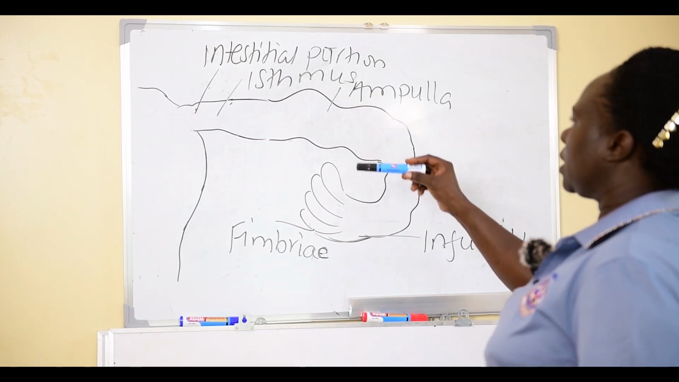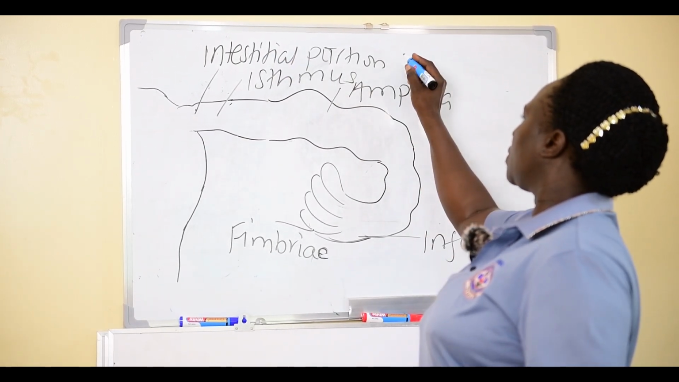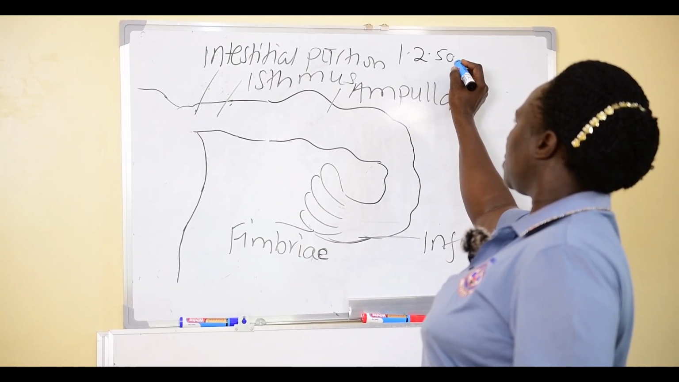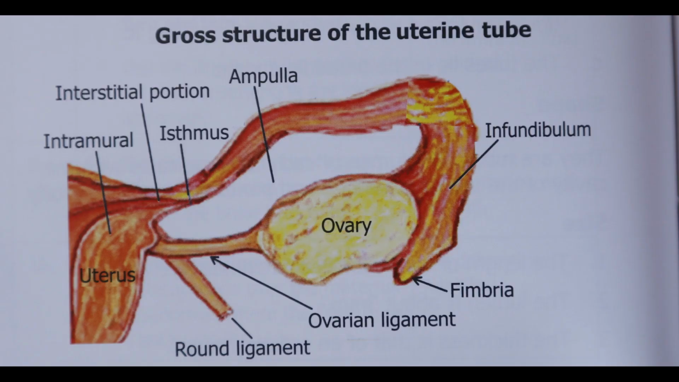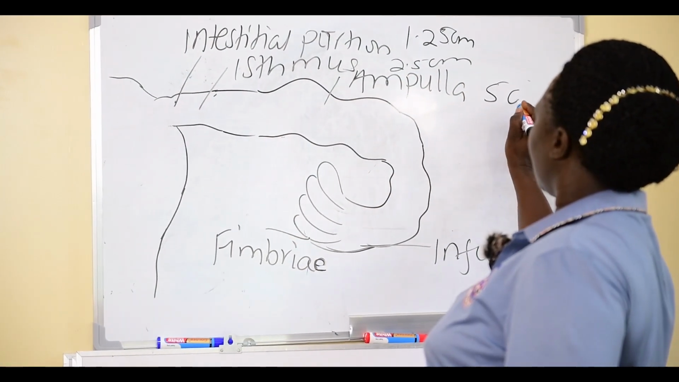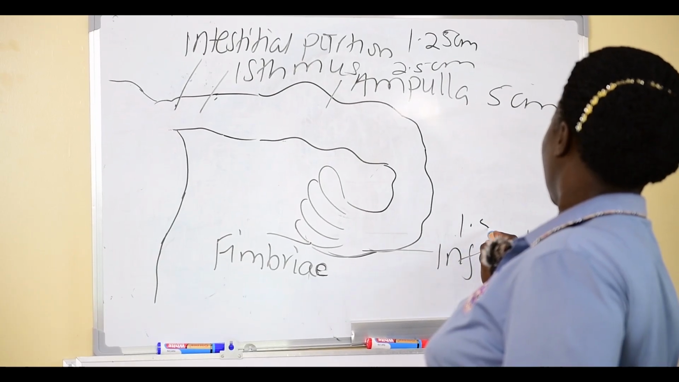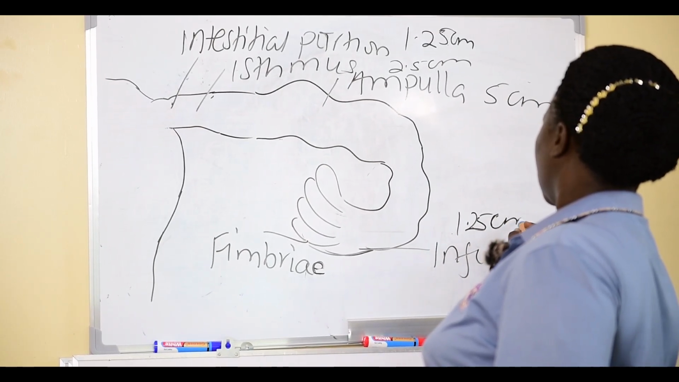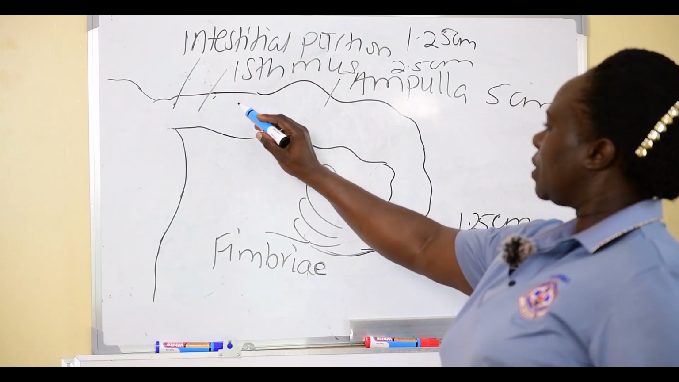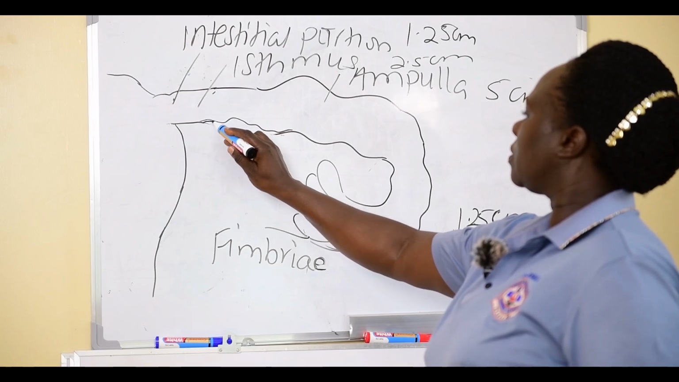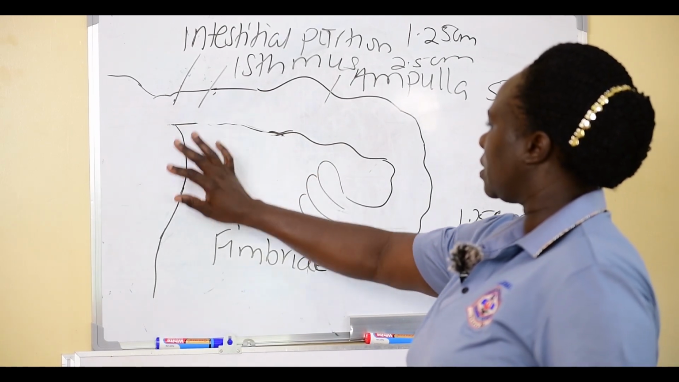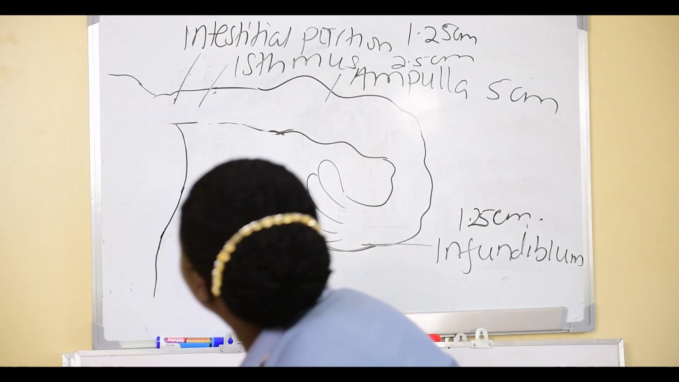And we need to know that this interstitial portion is measuring 1.25 centimeters. Then the isthmus is measuring 2.5 centimeters. The ampulla measures 5 centimeters. The infundibulum is 1.25 centimeters. And you should know that the narrowest part of the tube is known as isthmus. Isthmus is the narrowest part of the tube.